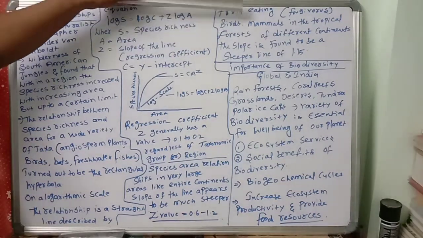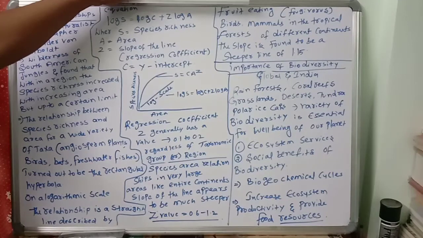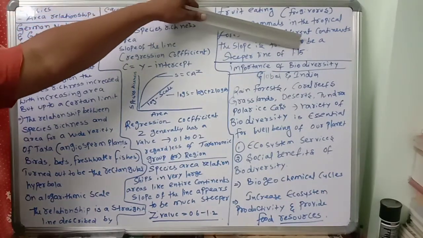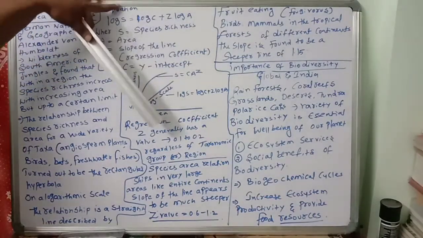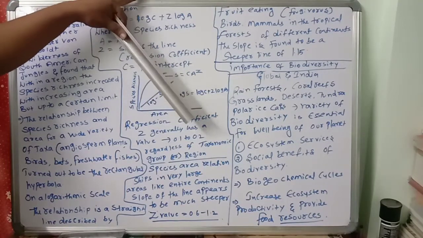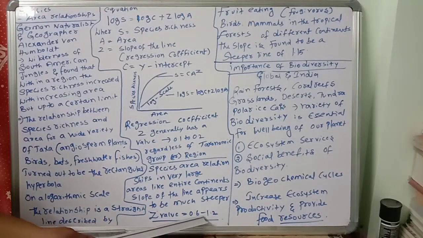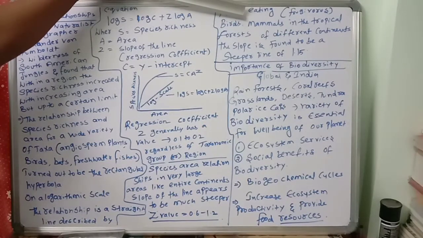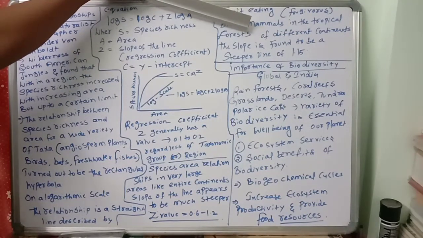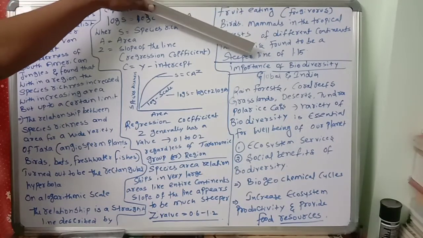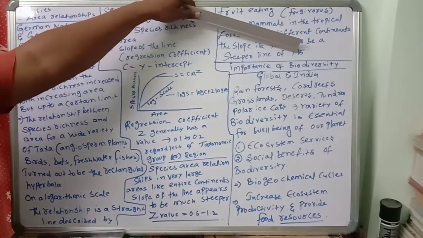In the tropical regions, fruit eating birds will be more. That's why the Z value will be 1.15. So Z, the regression coefficient, is generally 0.1 to 0.2 for normal areas, but in large areas 0.6 to 1.2. Over entire continents, for frugivorous birds and mammals in the tropical forests of different continents, the slope is found to be a steeper line of 1.15.